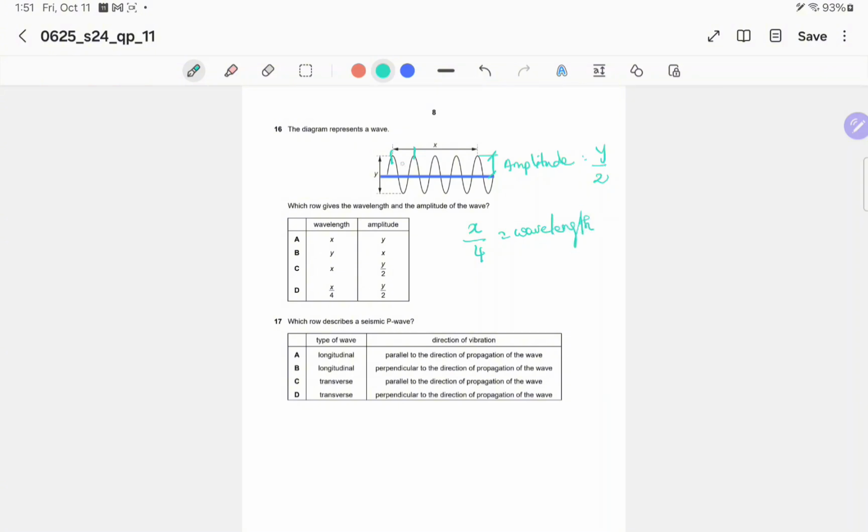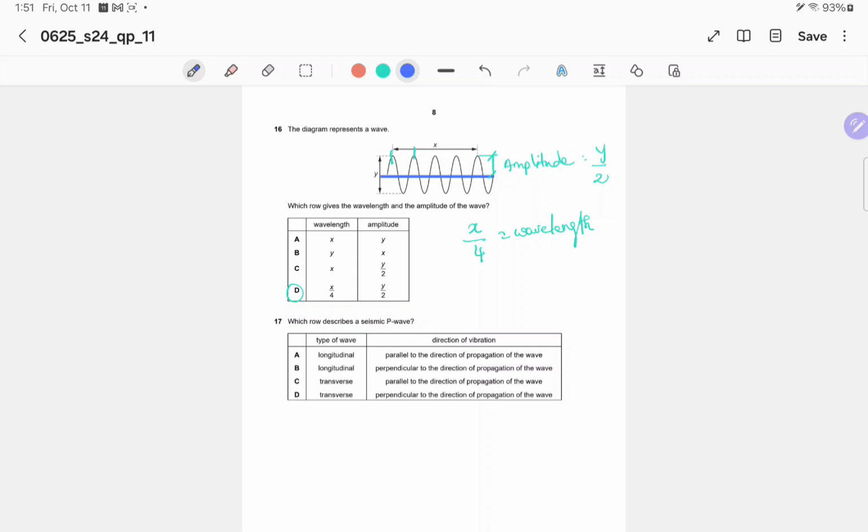Total 4 crests are there, 1, 2, 3, 4 in between. So it is x divided by 4 for the wavelength. So it is x by 4 and y by 2. Next question: which row describes a seismic P wave?